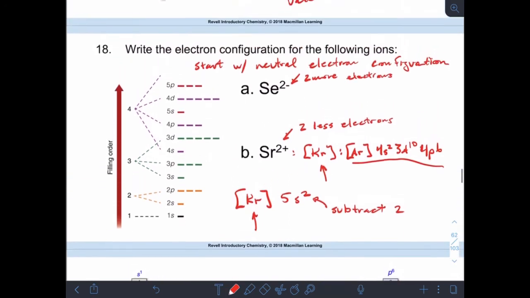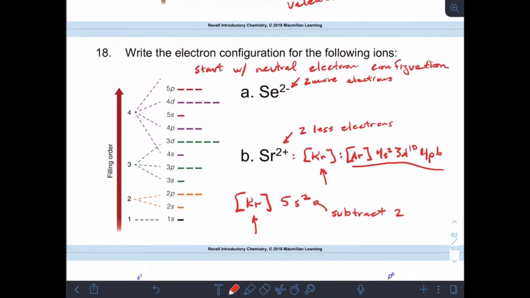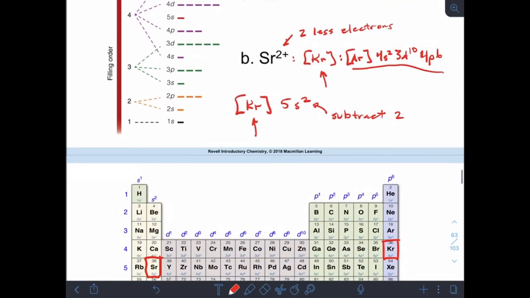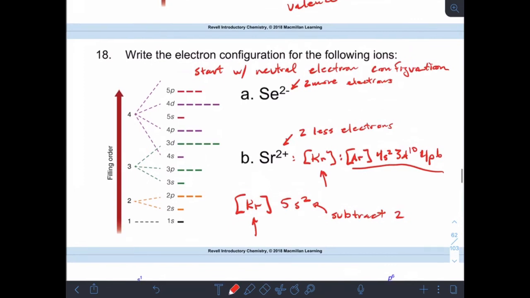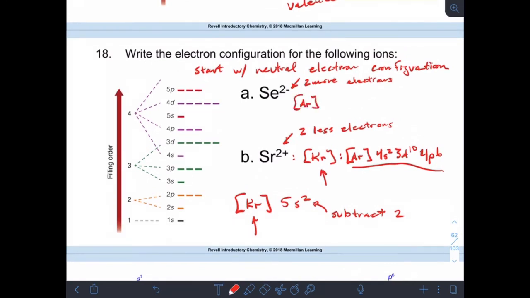Now let's take a look at something real quick. Our electron configuration for selenium 2-, remember it was argon, 4s2, 3d10, 4p6. It's the same as strontium 2+. So that's going to lead into our next topic in our next video.